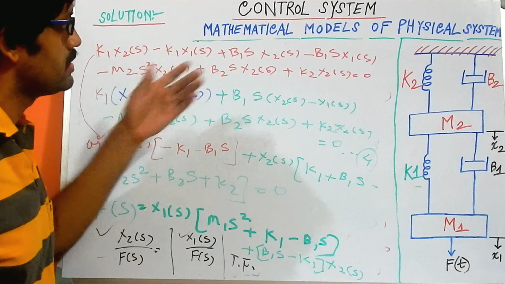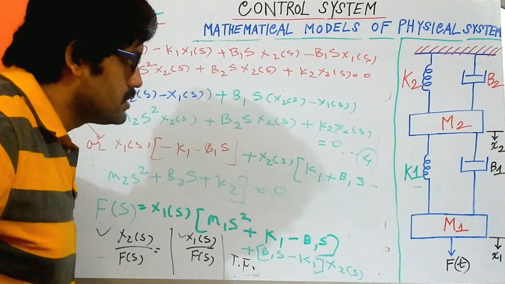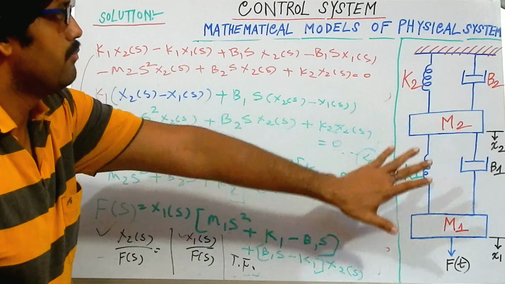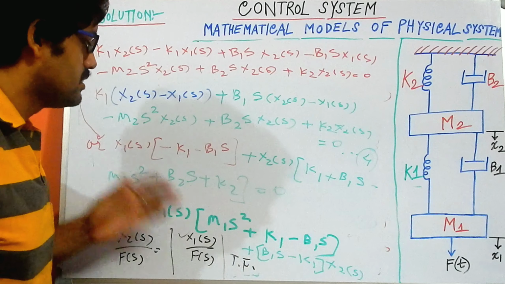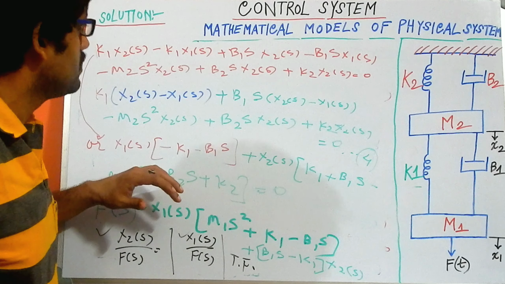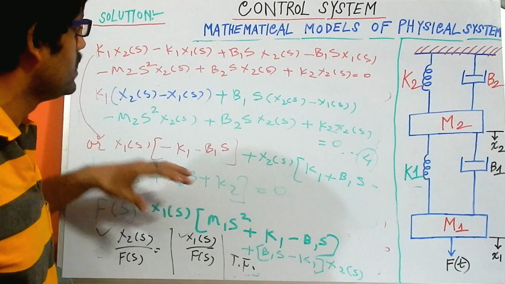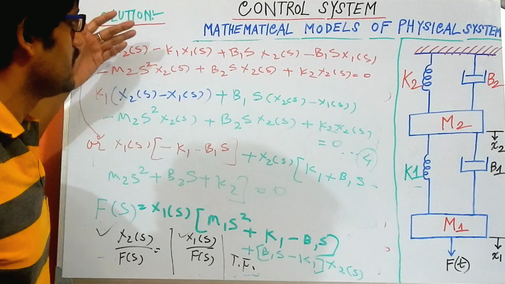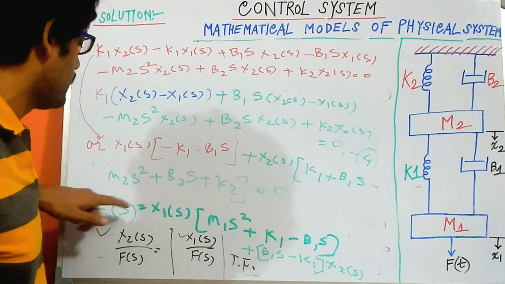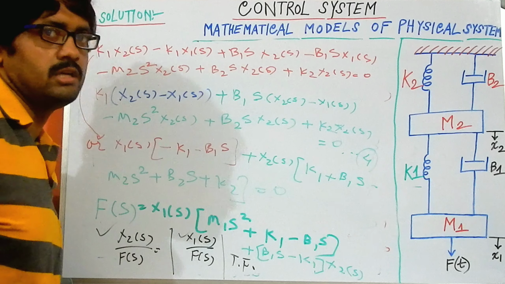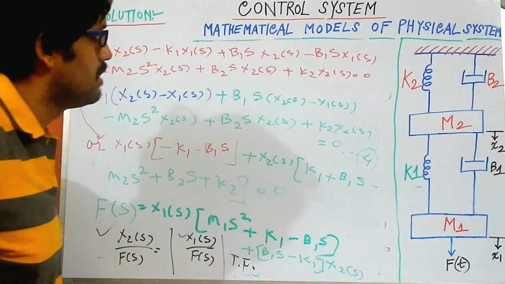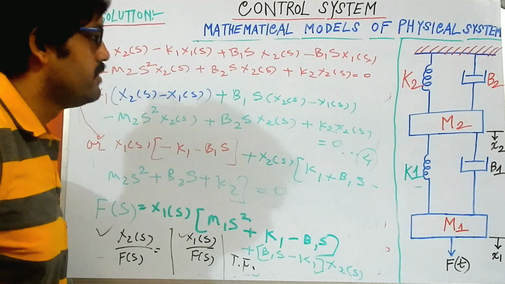So this is the method to solve this type of mass spring damper system. Ultimately, we convert the time domain equation into the s domain by using the Laplace transform, and finally I have got the ratio of transfer function, which is our main objective in order to solve this type of problem. So this is our basic method to solve this type of problem.